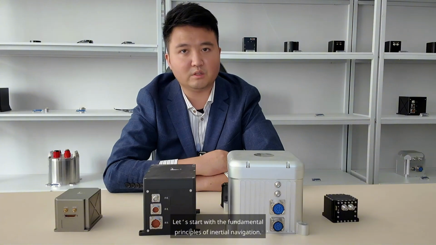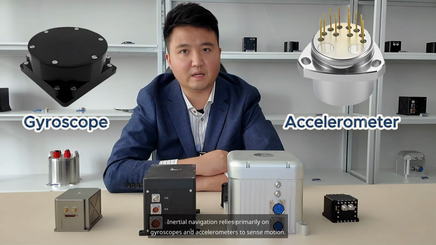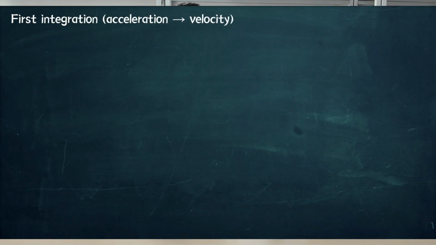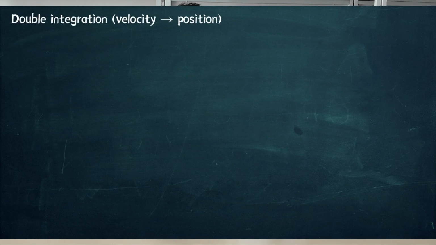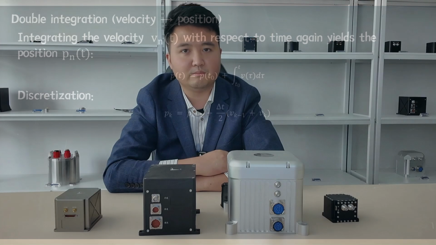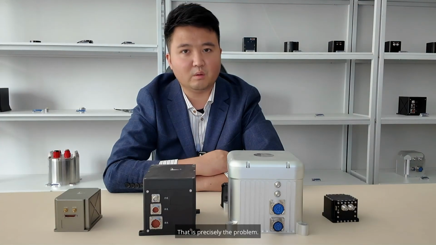Let's start with the fundamental principles of inertial navigation. Inertial navigation relies primarily on gyroscopes and accelerometers to sense motion. Accelerometers measure acceleration. Integrating this once yields velocity, and integrating it again yields position. That is precisely the problem.